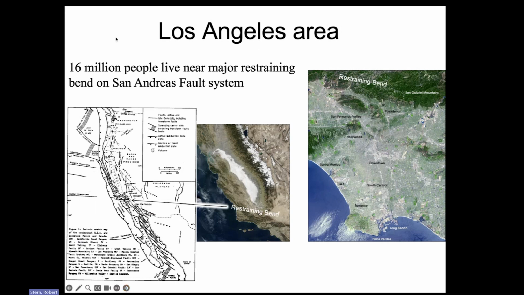All right, so Los Angeles area, 16 million people live near a major restraining bend on the San Andreas Fault System, the city that waits to die. So this is the San Gabriel Mountains, right? And so here's the restraining bend. This is Los Angeles. These are some of the hills that are related to the restraining bend, but this is the big mountains. And you can imagine that thrust is going right along here.